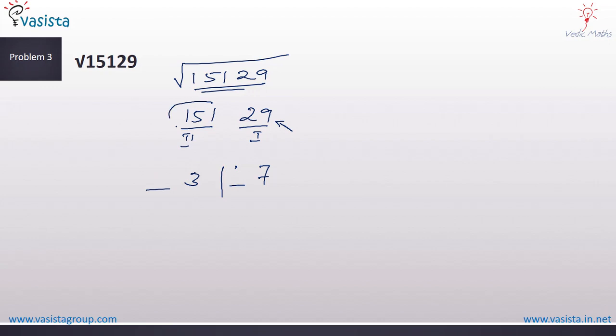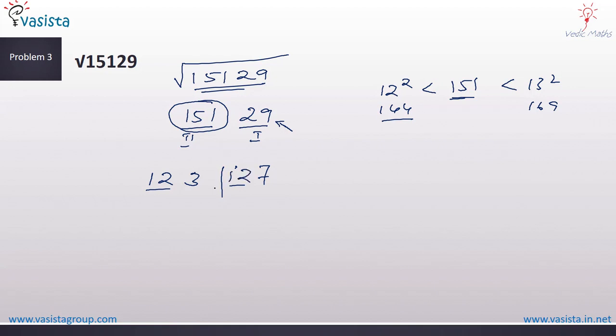Now take 151. Where exactly does 151 come? It comes between 12 square, that is 144, and 13 square, that is 169. Which is the lesser one? 12, that is 144. Go with 123 and 127. The square root of 15129 is either 123 or 127. So we are supposed to conclude which one is the right one. So go with 125 square.